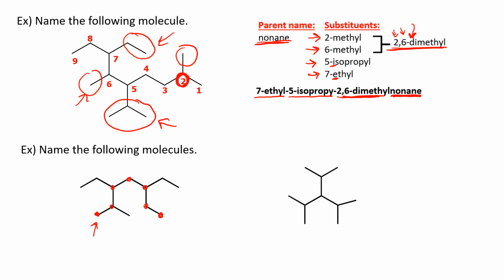All right, now we have to number the chain. I can start numbering from the left, 1, 2, and I have my first substituent on the 2 position. Or if I start numbering from the right, 1, 2, 3, my first substituent is on a 3. So it looks like that first route is the best. Let's continue with that: 1, 2, 3, 4, 5, 6, 7. I have a 2-methyl, and I have a 3 and a 5-ethyl.